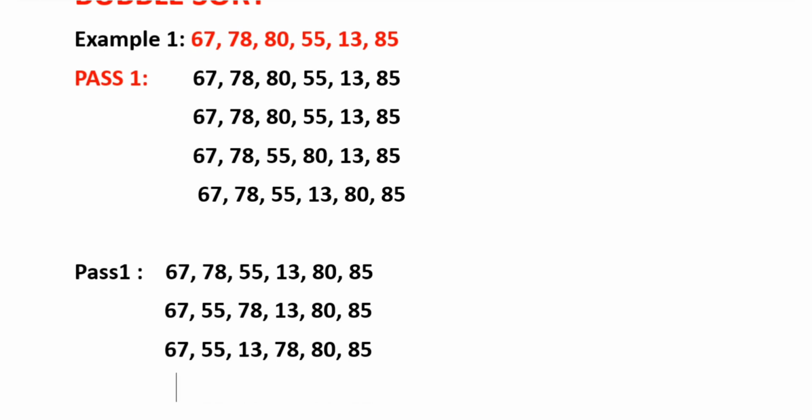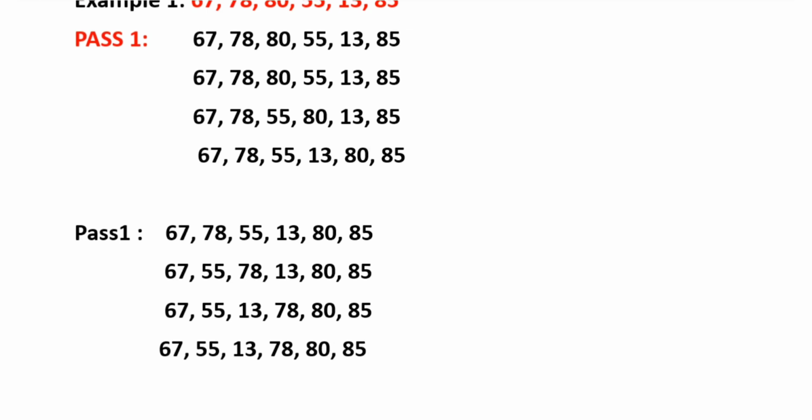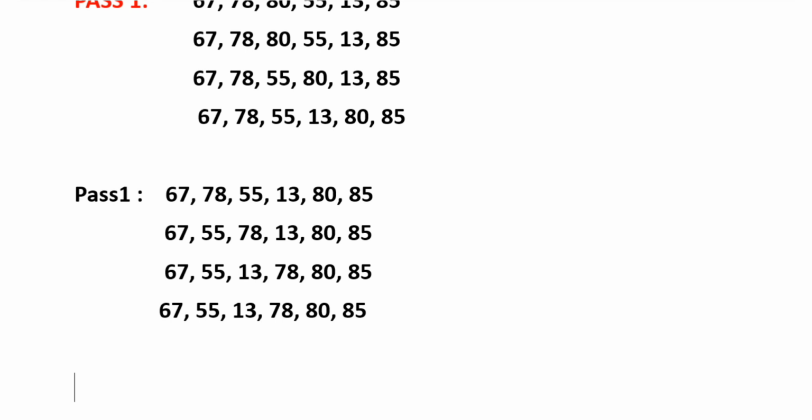Next, I need to compare 78 and 80. Is 78 greater than 80? No. No need to swap. Then I need to move on to the next elements, 80 and 85. Is 80 greater than 85? No. The end of the list is 67, 55, 13, 78, 80, 85. This is the end of pass 2. The current list is 67, 55, 13, 78, 80, 85.